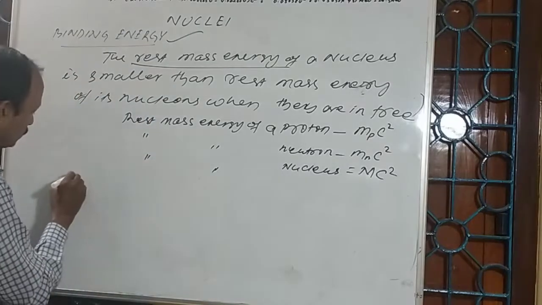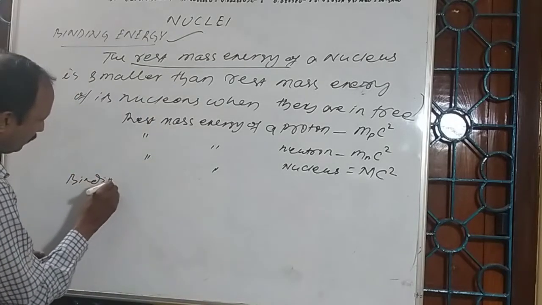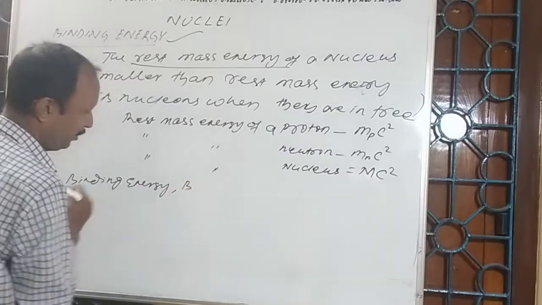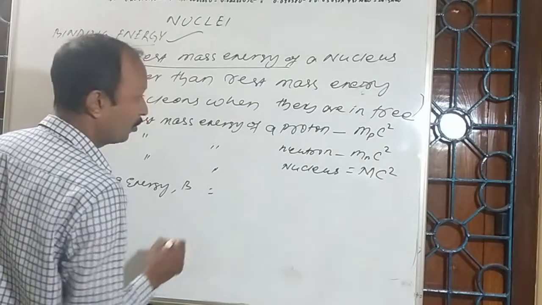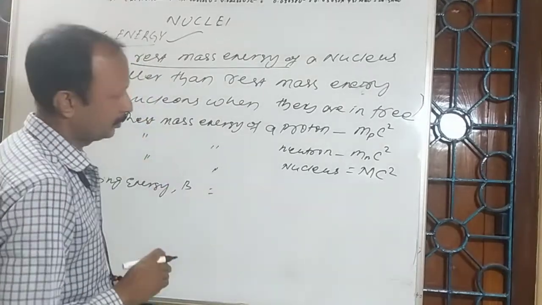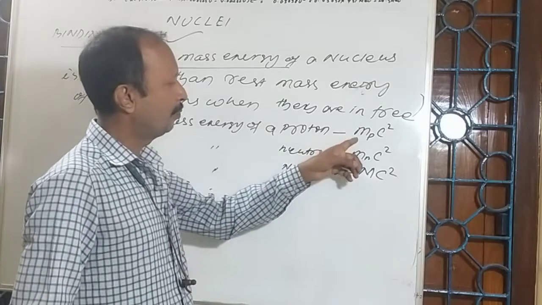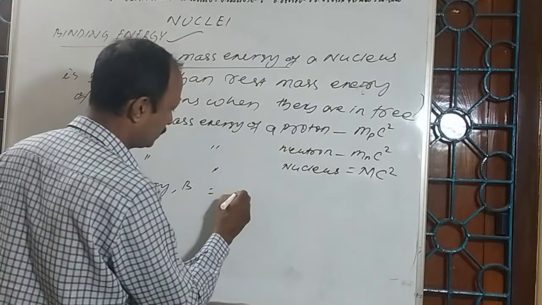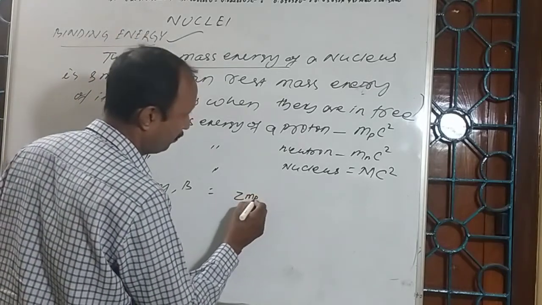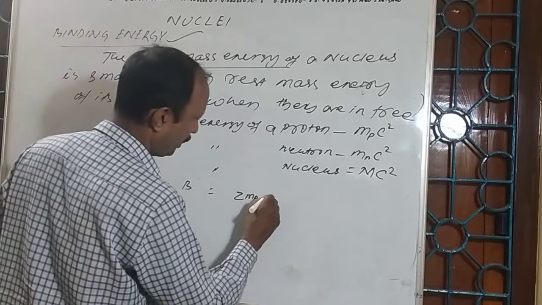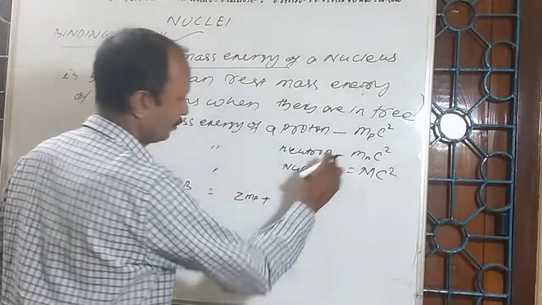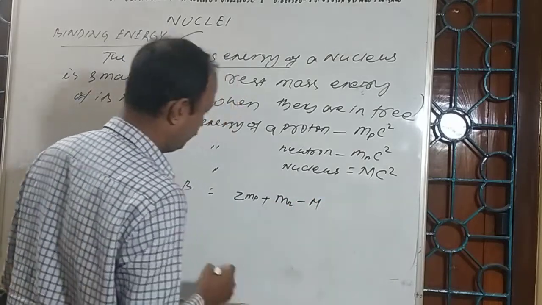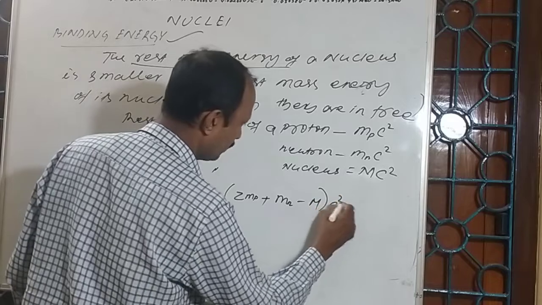Then the binding energy, if I write it as B, is equal to, for example, Z protons are present, so I can write Z Mp plus (A minus Z) Mn minus M, taking c square as common.